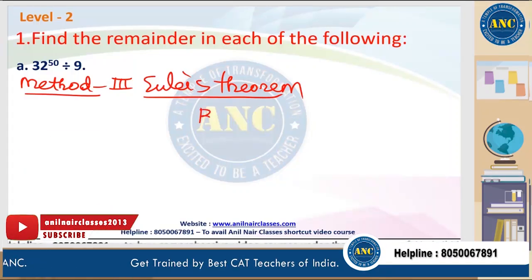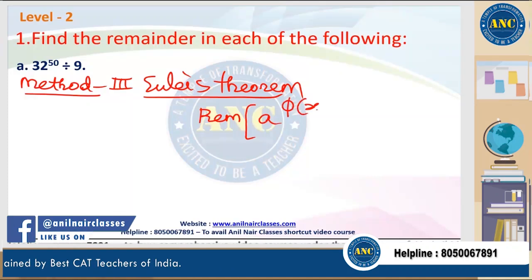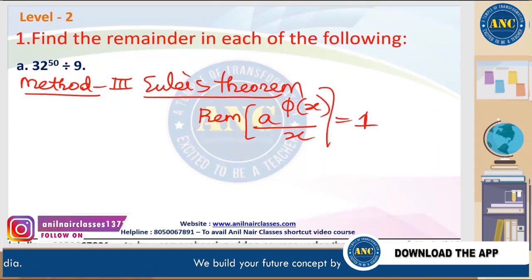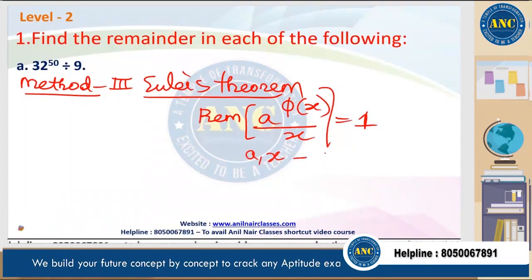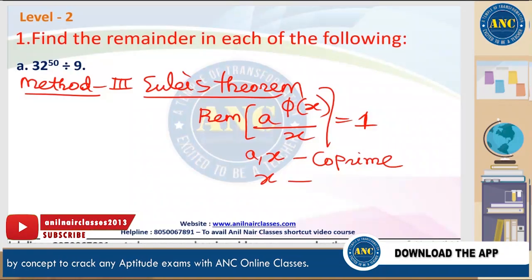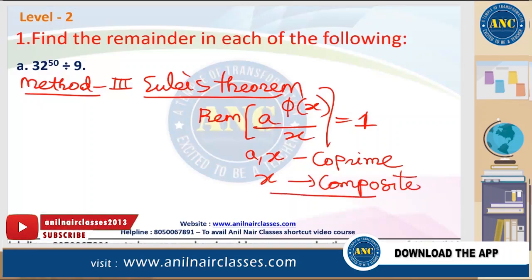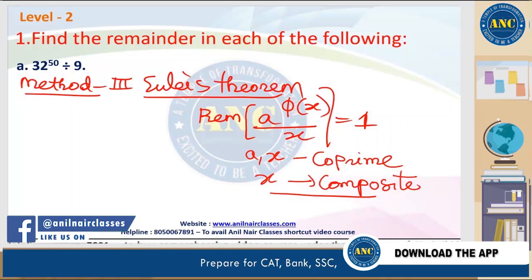Those who were absent yesterday, I am repeating it again. The remainder of a power phi of x divided by x is equivalent to 1. Euler proposed this to get the answer fast. What is the condition? A and x should be co-prime to each other and x should be a composite number. Euler's theorem is used when the denominator is a composite number.